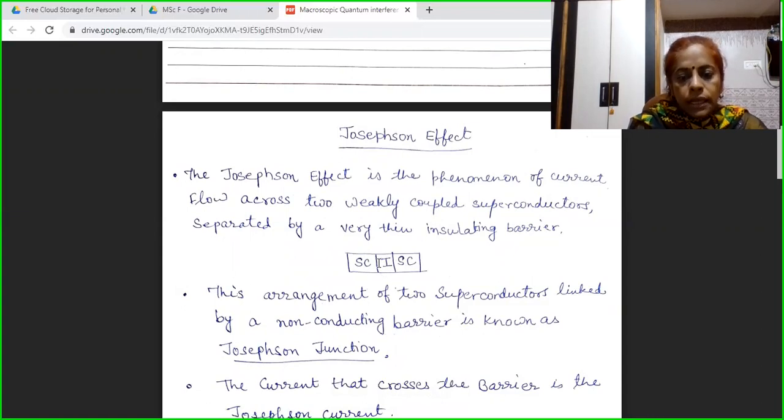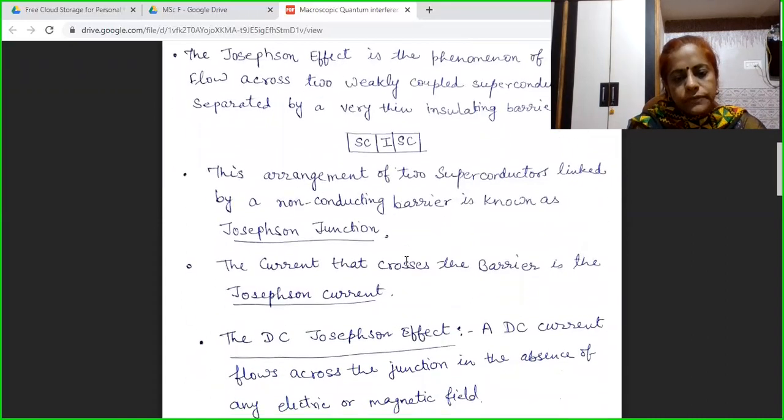Now, since there are two superconductors and between them this insulator is a non-conducting barrier, this arrangement of two superconductors linked by this non-superconducting barrier is known as Josephson junction. And the current that is flowing across this barrier, students, is Josephson current. On this basis, we have discussed DC and AC Josephson effect. What were these two effects?